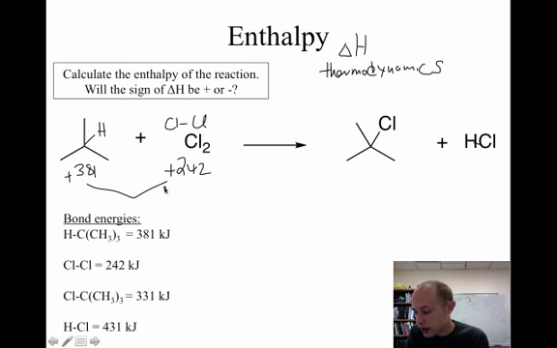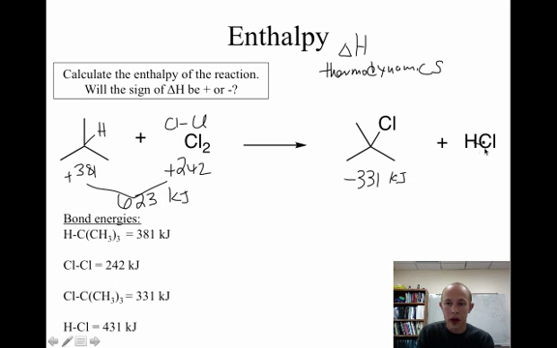So the sum of these is 623 kilojoules, right? But on this side of the equation, what we're doing is we're forming a carbon-chlorine bond. When you form bonds, you're releasing energy, so that's negative 331 kilojoules. And when you form a hydrogen-chlorine bond, you're releasing 431 kilojoules, right? So the net amount of energy released here would be negative 762 kilojoules.